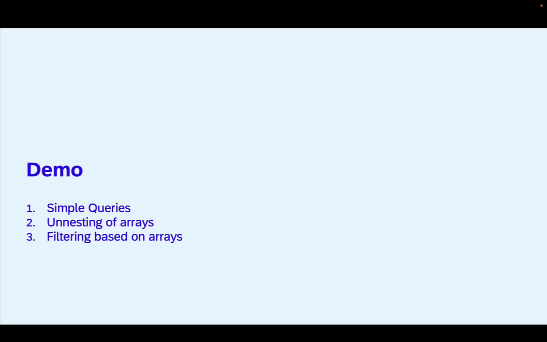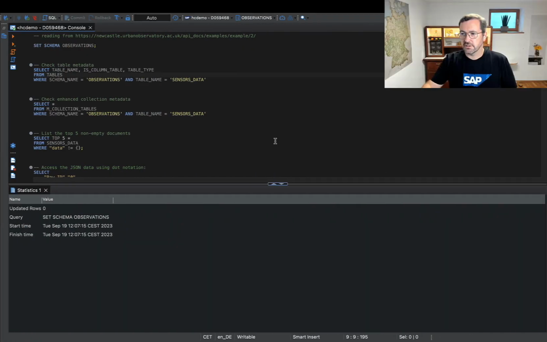Okay, so now let's get to the fun part and do a little system demo. I'm opening up my database management studio. I've got a HANA Cloud instance here to which I'm talking, and I already uploaded some sensor readings data of the city of Newcastle. So that's essentially air pollution data of different sensors across the city. I have created a collection census data in schema observations. So let's first jump into that schema.